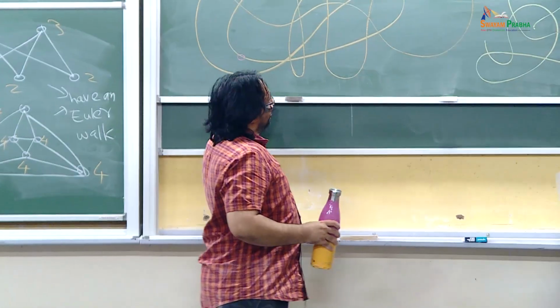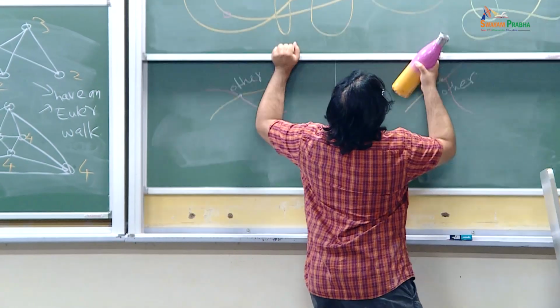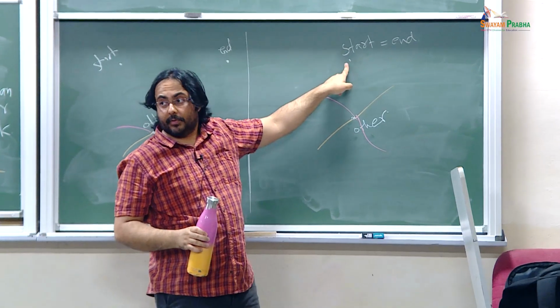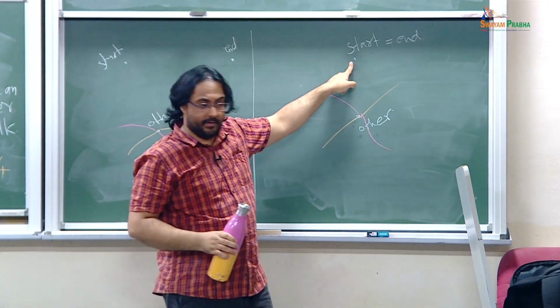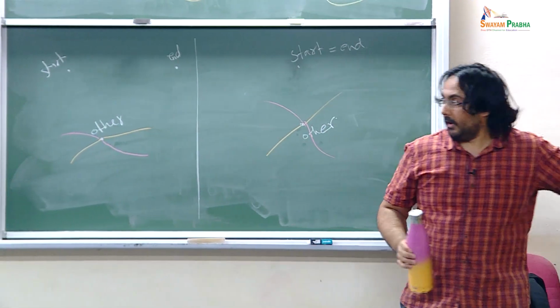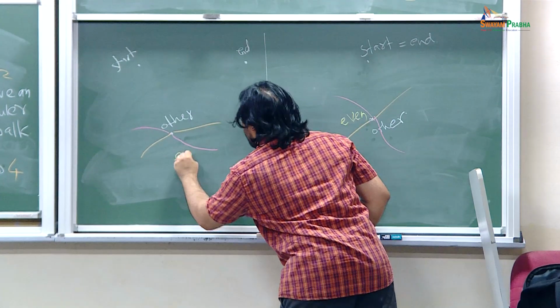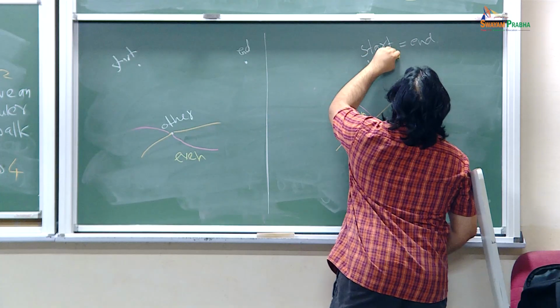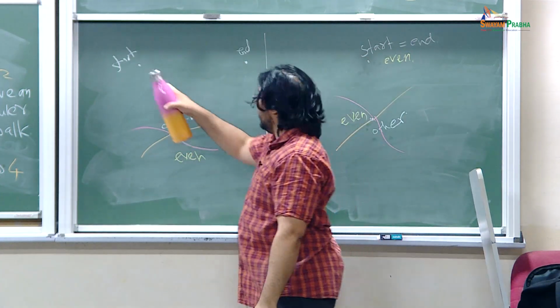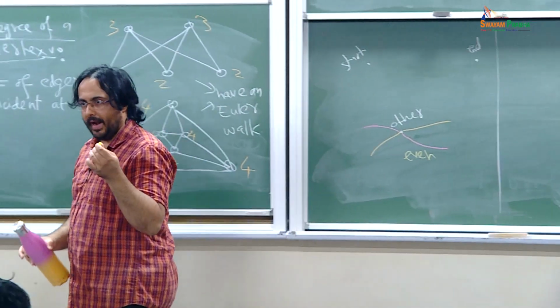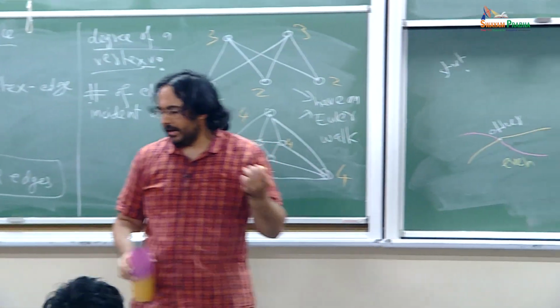So therefore, by the same argument, what is the degree of this vertex? It is even, right? So this fellow is also even, this fellow is also even. Now the only thing that remains is this situation. You start somewhere and you end somewhere else. Now you can analyze on your own.